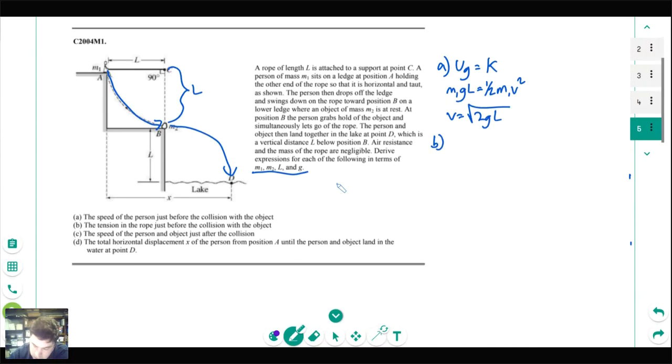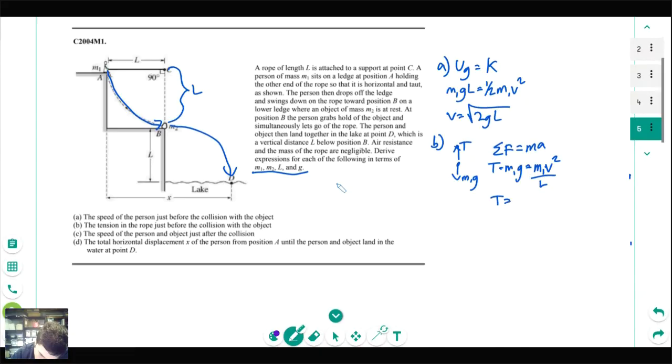Part B, the tension in the rope just before we collide with the object. Okay, so similar to beforehand, we have 2 forces on this rope. Tension going up, gravity going down. The sum of those forces must equal MA. Tension's got to be bigger. And we're going V squared over R, radius, which is the length here, to make that work.